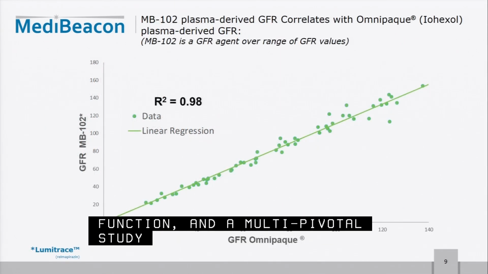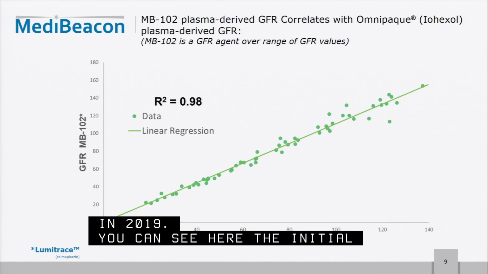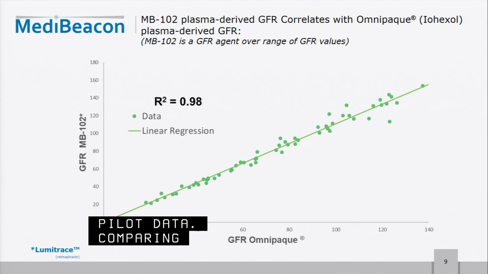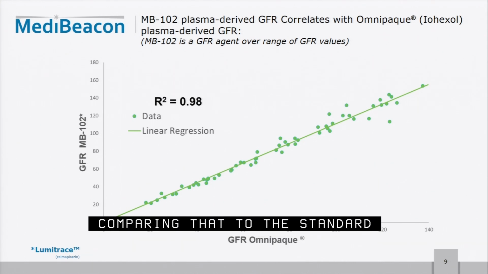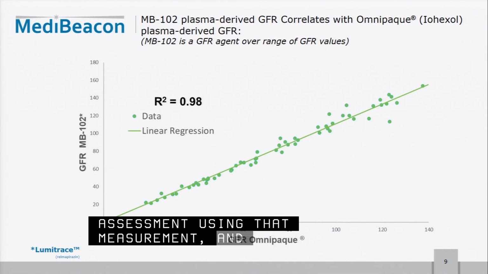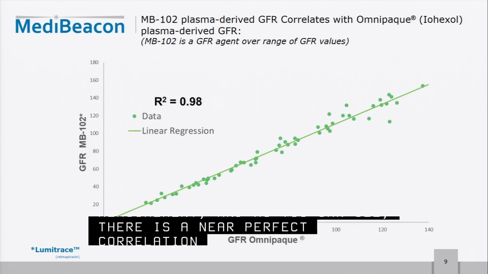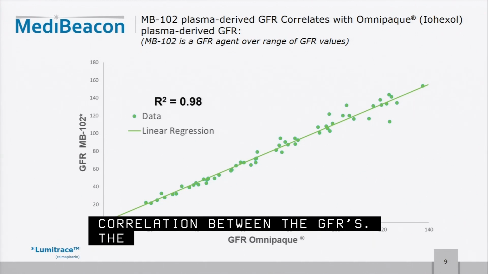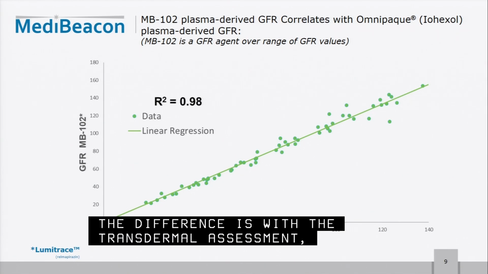You can see here the initial pilot data using MB102, which is also another name for Lumitrace, compared to the standard Omnipaque assessment. And as you can see, there is a near perfect correlation between the GFR by MB102 and the GFR by Omnipaque. The difference is that transdermal assessment can be done at the bedside, whereas a patient does not have to go to a radiology suite as they would with iohexol.